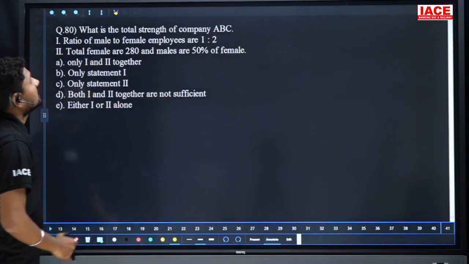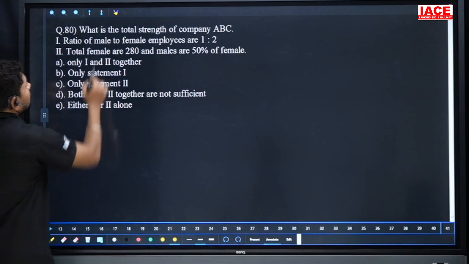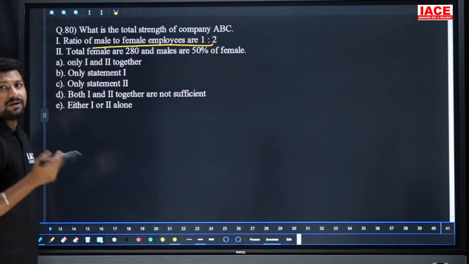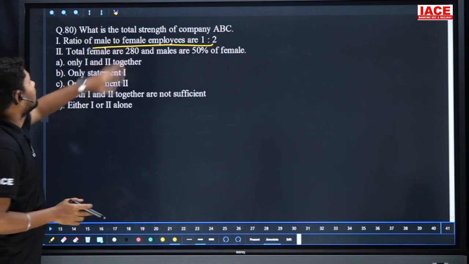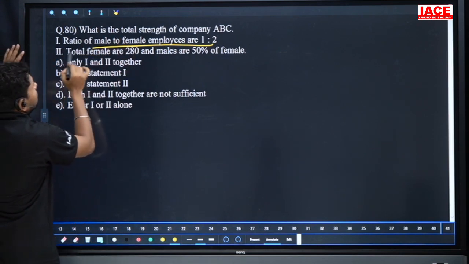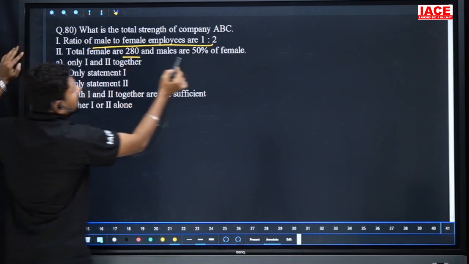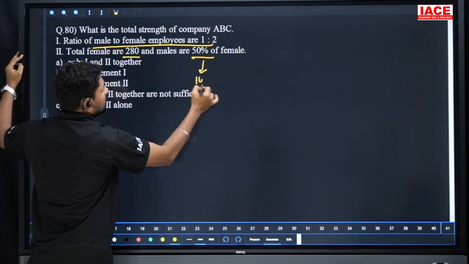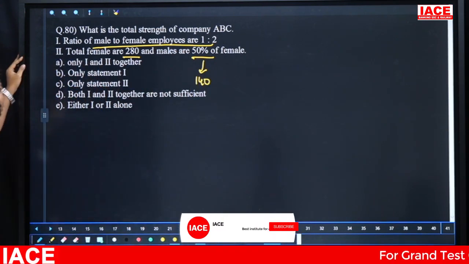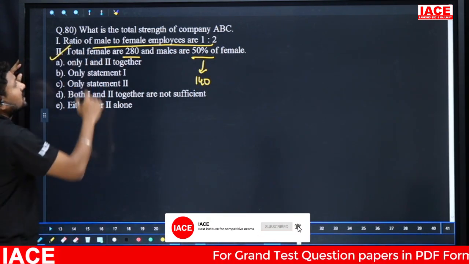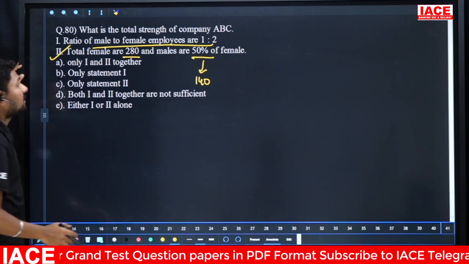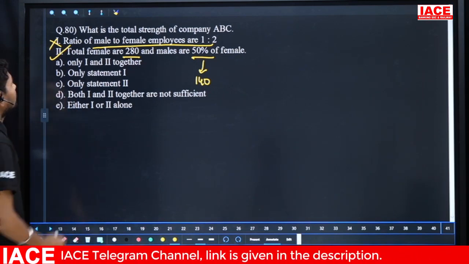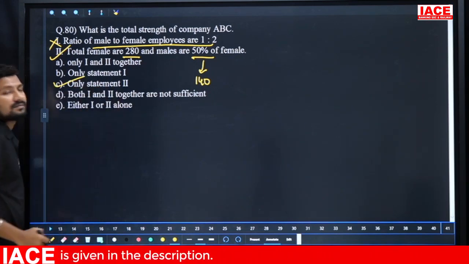What is the total strength of company ABC? The ratio of male to female is, what is the ratio? 1 is to 2. Okay, so how many people are there? We don't know. Then they mention males and females. And coming to statement 2, total females are 280 and males are what percentage? 50 percent of males means 140. 140 plus 280 is equal to 420. That means statement 2 alone clearly gives the company's strength. So the first statement is not required to find the answer. Then what is the final answer? Only statement 2 is enough to get the final answer.